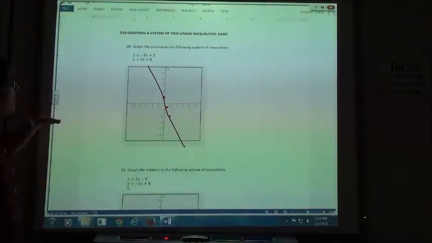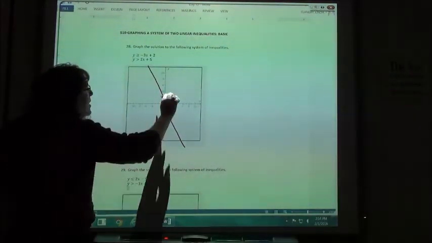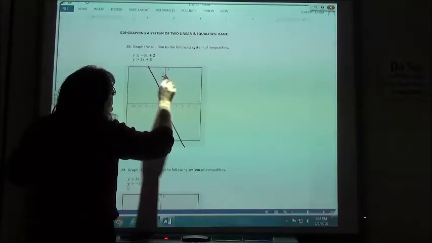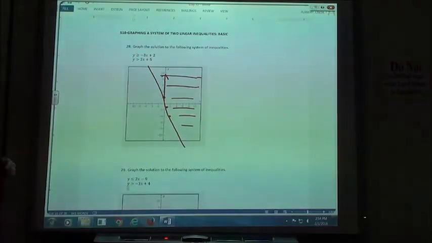Now normally, if I were going to do the shading, I would say y is greater than my line, so I would be going up from my y-intercept. So I'm just going to lightly shade this to remind myself, oh, that's the side I would have shaded.